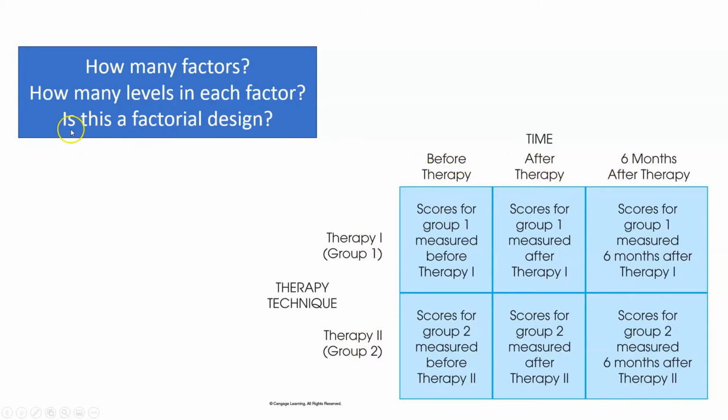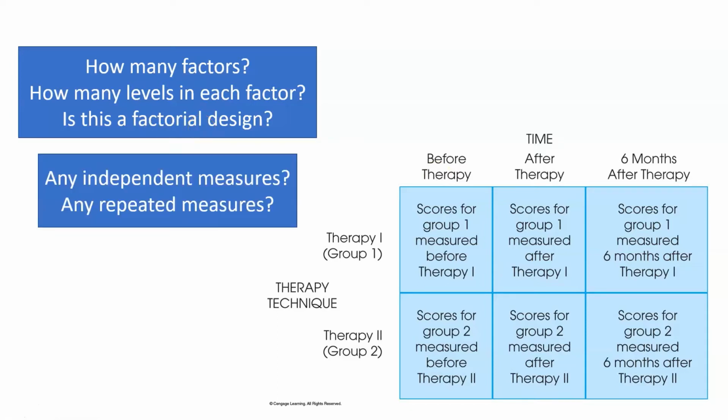So let me ask this question. Is this a factorial design? You should say yes, because remember, if we use multiple factors, right here we have 1, 2 factors, then we add this "ial" at the end and we refer to it as a factorial design, meaning more than one independent variable, more than one factor.